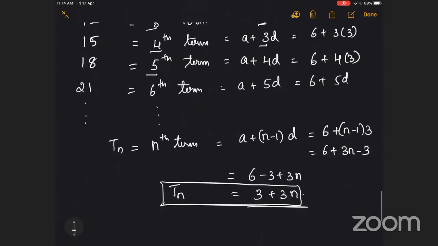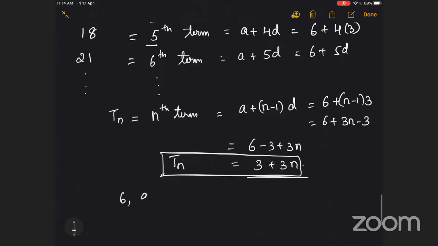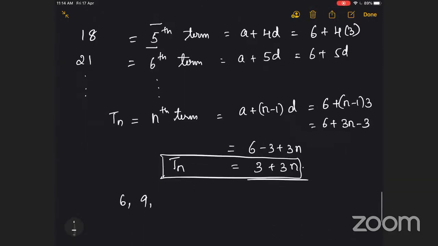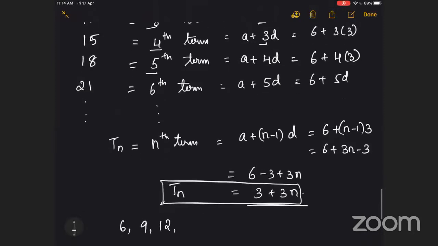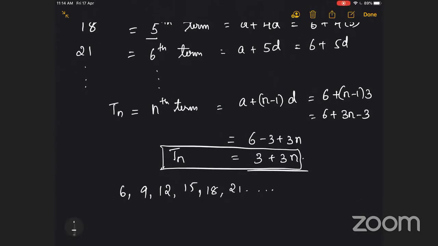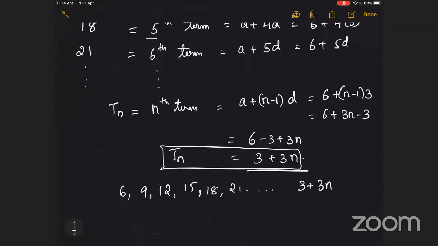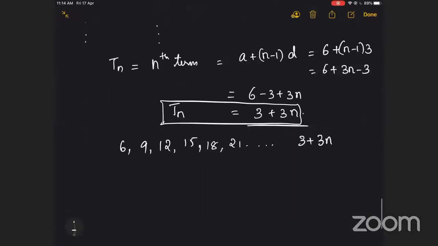So what is the nth term we are having? 6, 9, 12, 15, 18, and 21, and so on, up to the value that is 3 plus 3 times n. So this is the AP that we had.